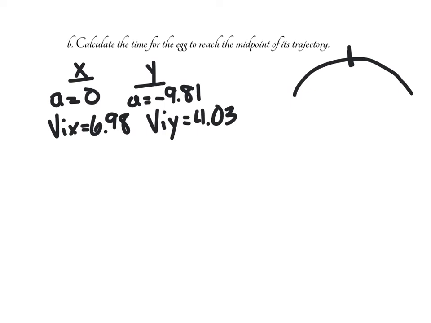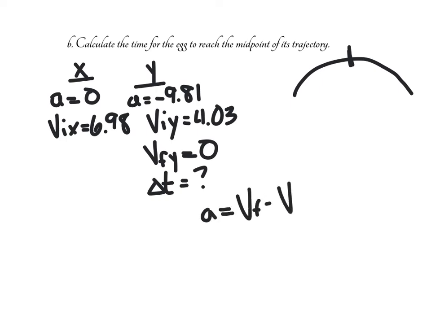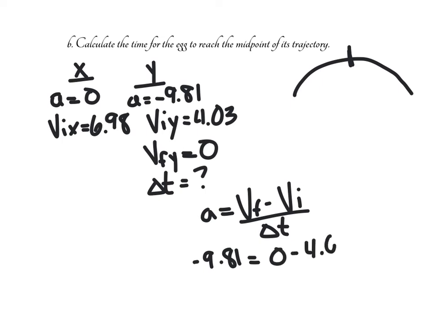At the very top, we also know that the velocity in the y direction is 0 because it briefly stops. So we're going to call it the final velocity, and we are looking for the change in time at that point. So we're going to be solving for time in our y direction. The equation that we'll use is the one that says A equals VF minus VI over your change in time. We plug in our numbers and solve for T, and the time is 0.41 seconds.